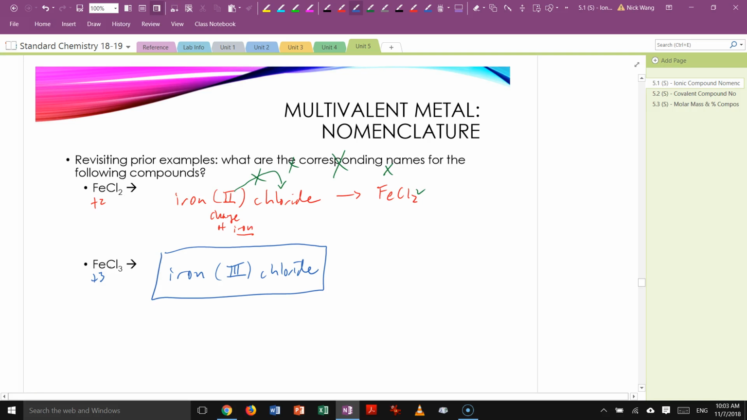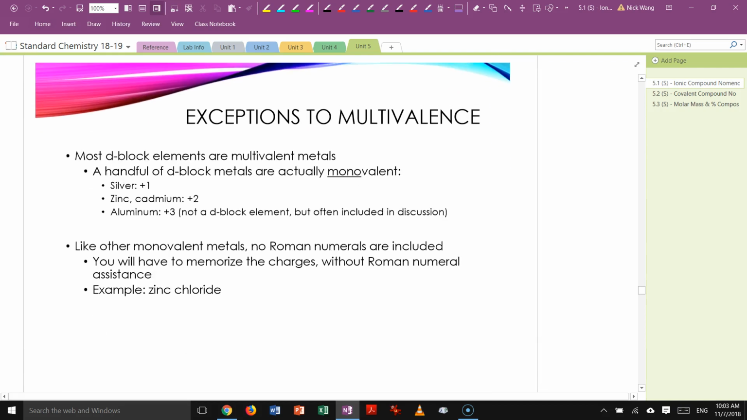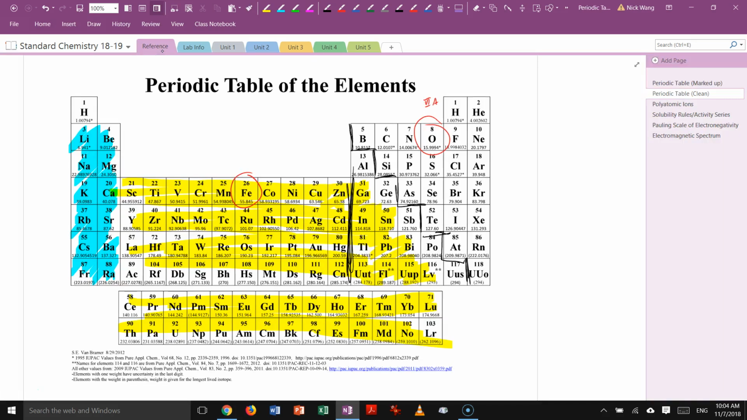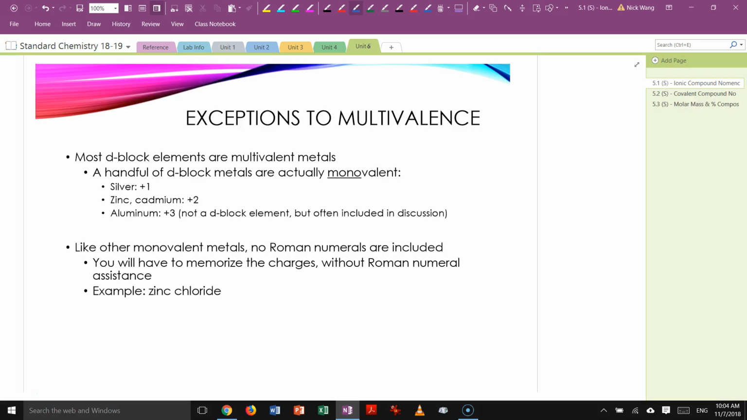So iron 2 chloride or iron Roman numeral 3 chloride refer to two similar but very different compounds. And of course those Roman numerals refer to the charge on the iron. A couple of exceptions. Most of those elements that I highlighted earlier, if you look back to this slide, all these in yellow here, are mostly going to be multivalent. There are a few important exceptions, and I'll highlight those in just a minute.